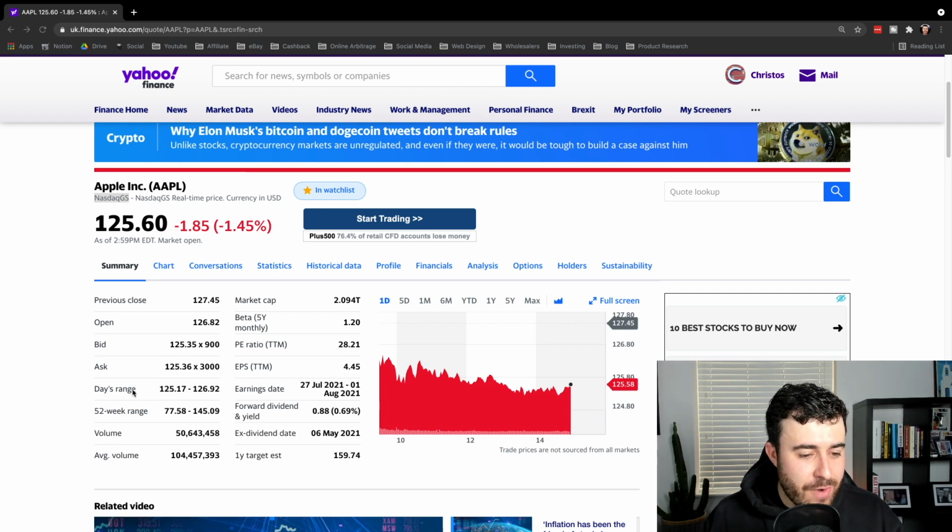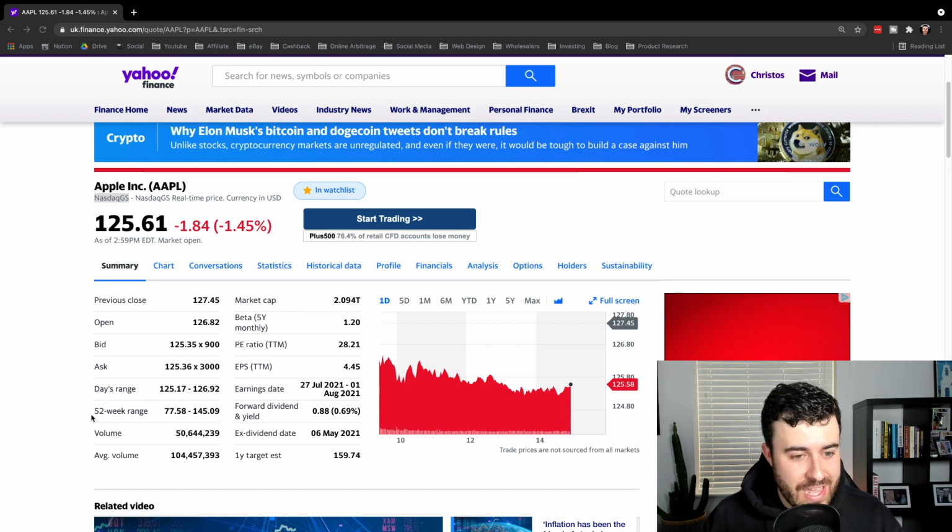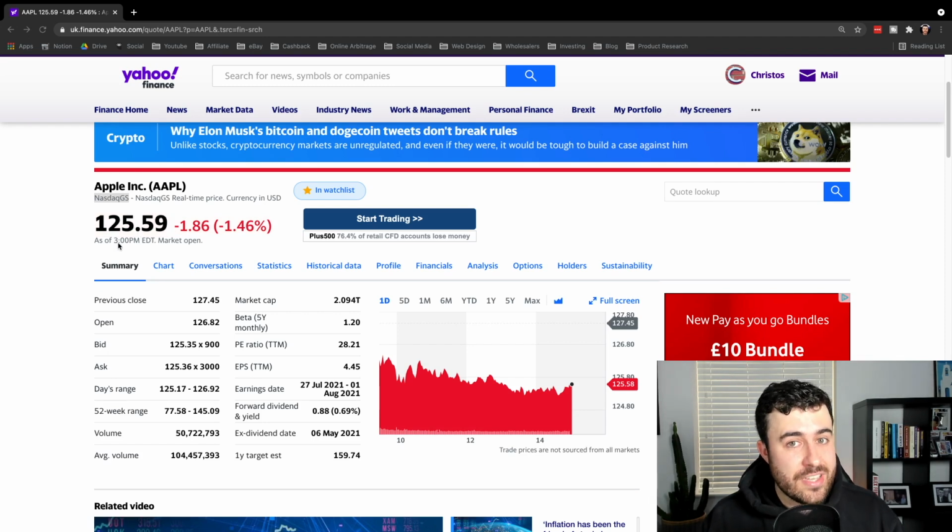The 52-week range is very much the same as the day's range, but is based over 52 weeks, so 1 year. And as you can see, the lowest that this stock has been in a 1 year range is $77.58, and the highest it's been is $145.09. So just looking at this, when looking to analyze stocks, one thing that you can probably look at and think about is this stock is actually a little bit way off the all-time high for the 52-week range. It's trading somewhere in between the middle of that, so that is something that you could potentially think about when analyzing a stock as a beginner.